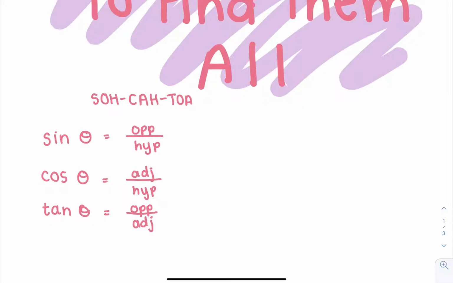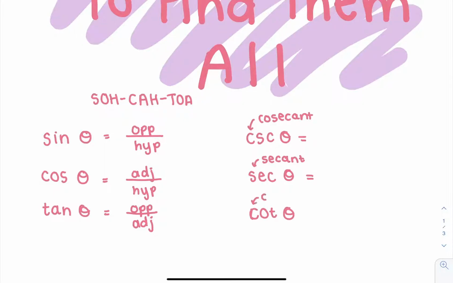Our first one is abbreviated CSC of theta, and this is actually called cosecant. And then we have another one, which is secant of theta, which is spelled secant and abbreviated SEC. And then we have cotangent of theta, which is abbreviated COT.